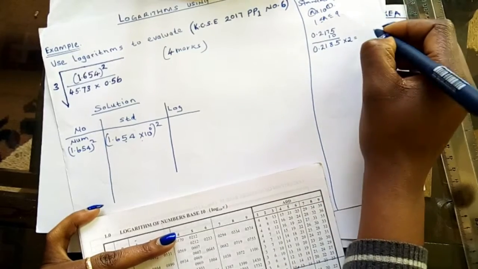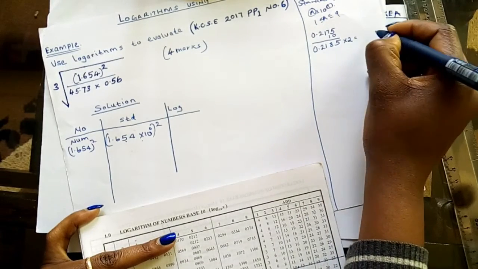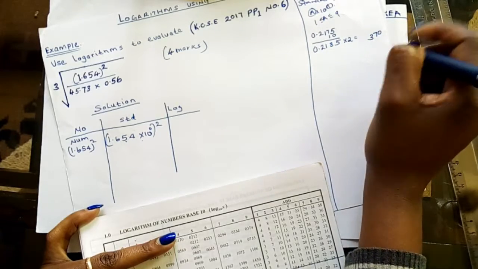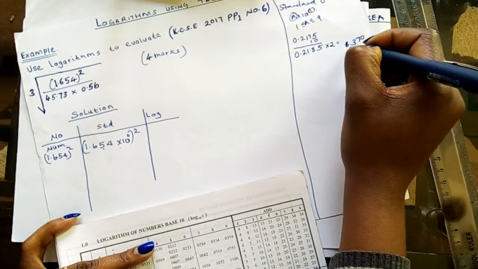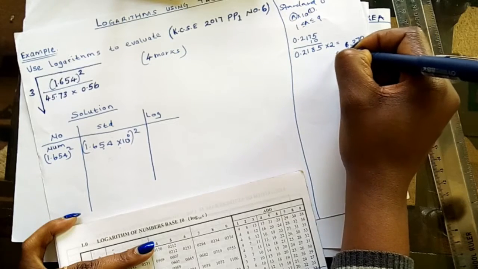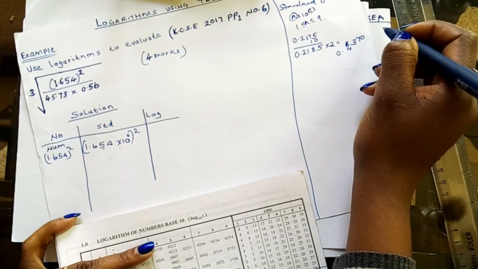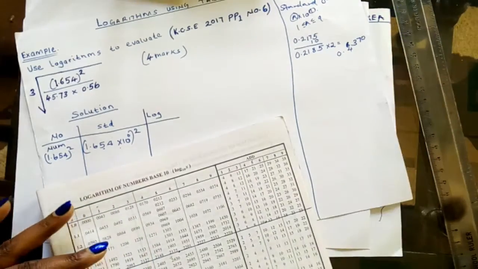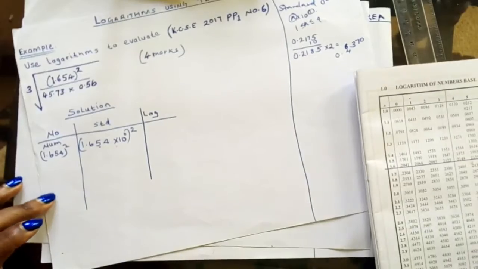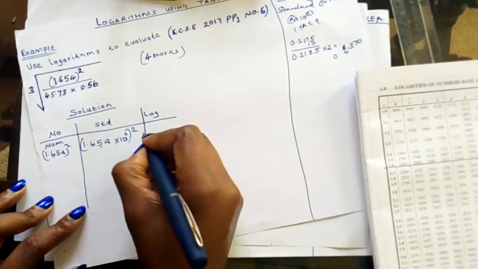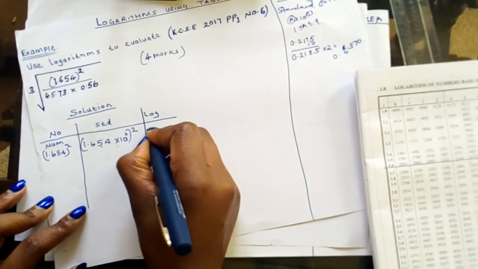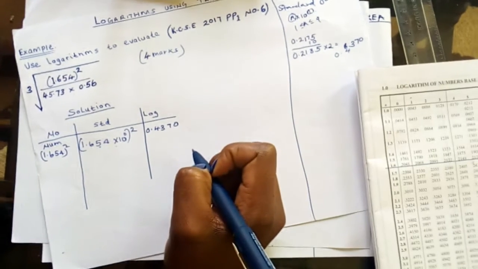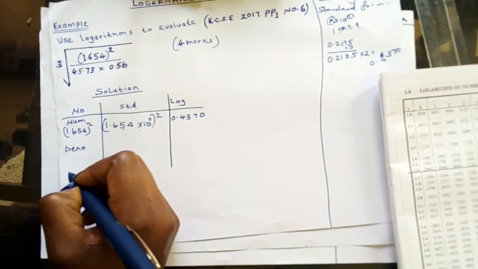So this one we shall have 0.4370. In this case the log is 0.4370 in 4 significant figures. We are done with the numerator.